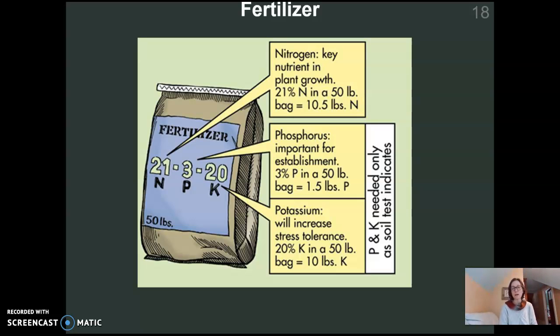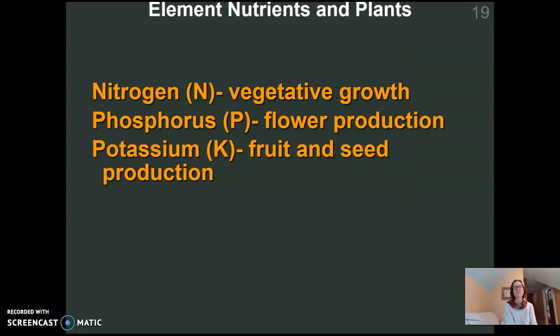Nitrogen is needed for the growing stage of a plant. Phosphorus and potassium are more important with flowering and fruiting stages, but all are important for the plant. So yes, nitrogen, really important for vegetative growth. Phosphorus, potassium, flowers, seeds.